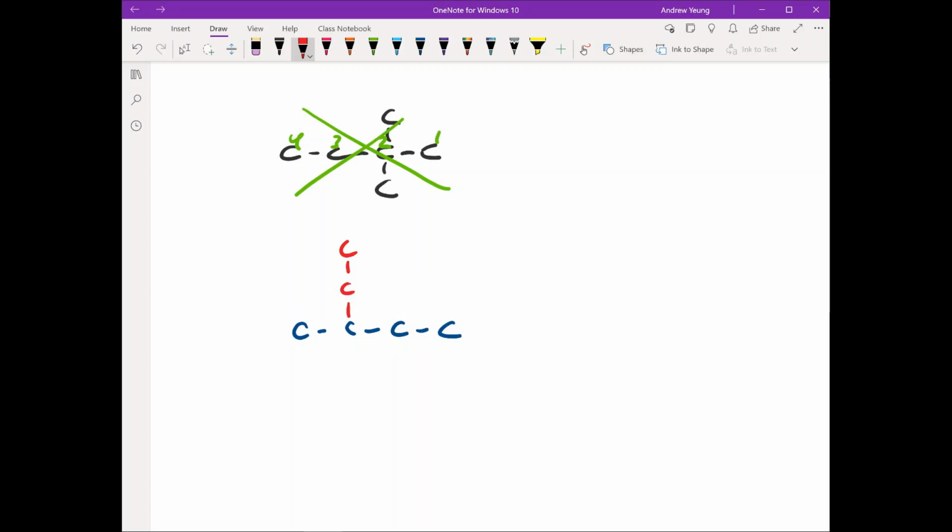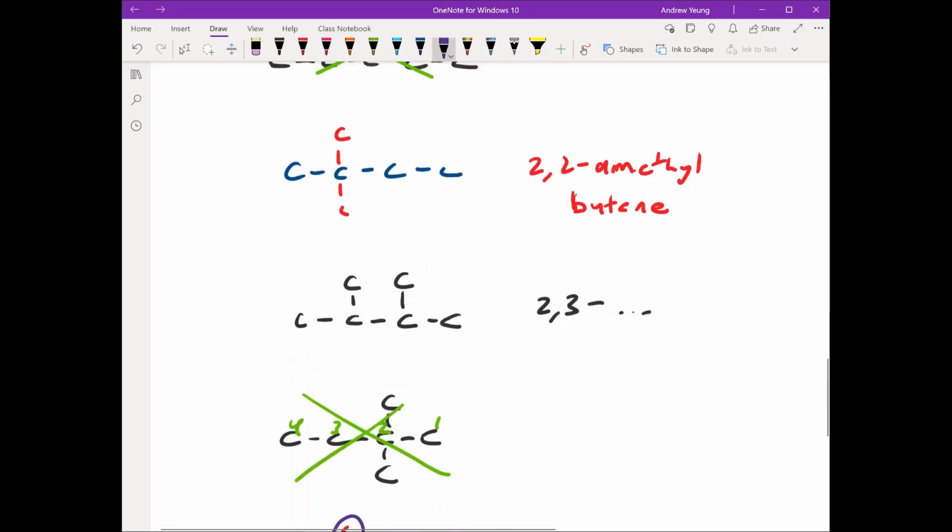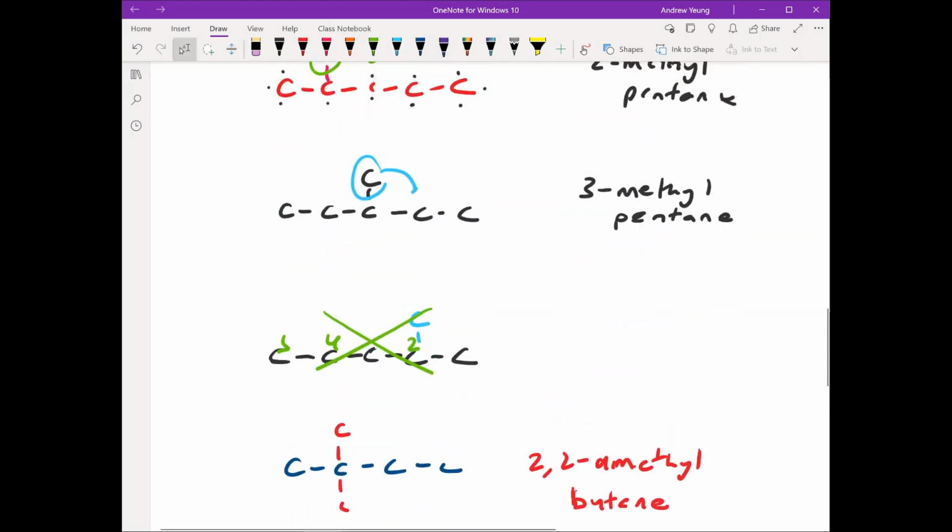Well, had I given you this picture here, when you find the longest carbon chain, you actually find this carbon chain as your parent. So this is actually a 5-carbon chain. It's a pentane with a methyl group at position 3. Did I have 3-methylpentane before? Oh yeah, I had it before.